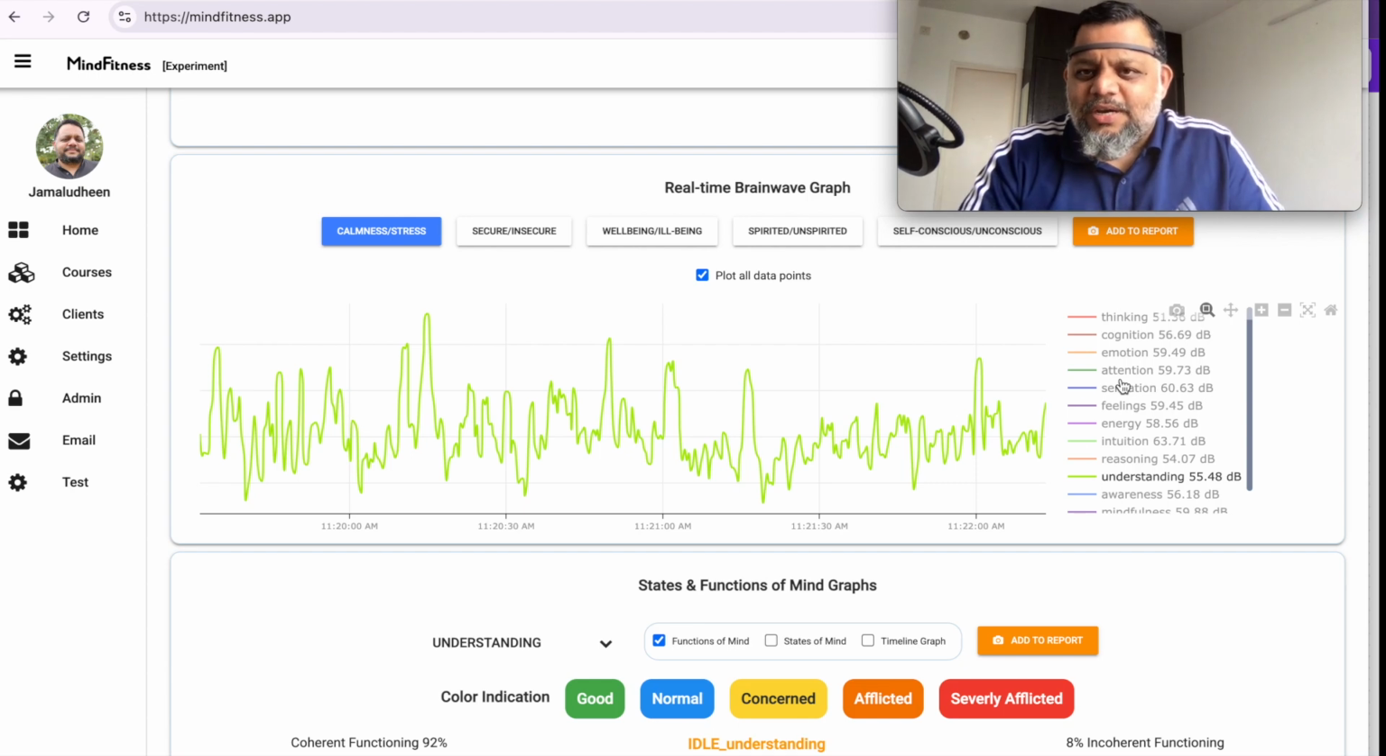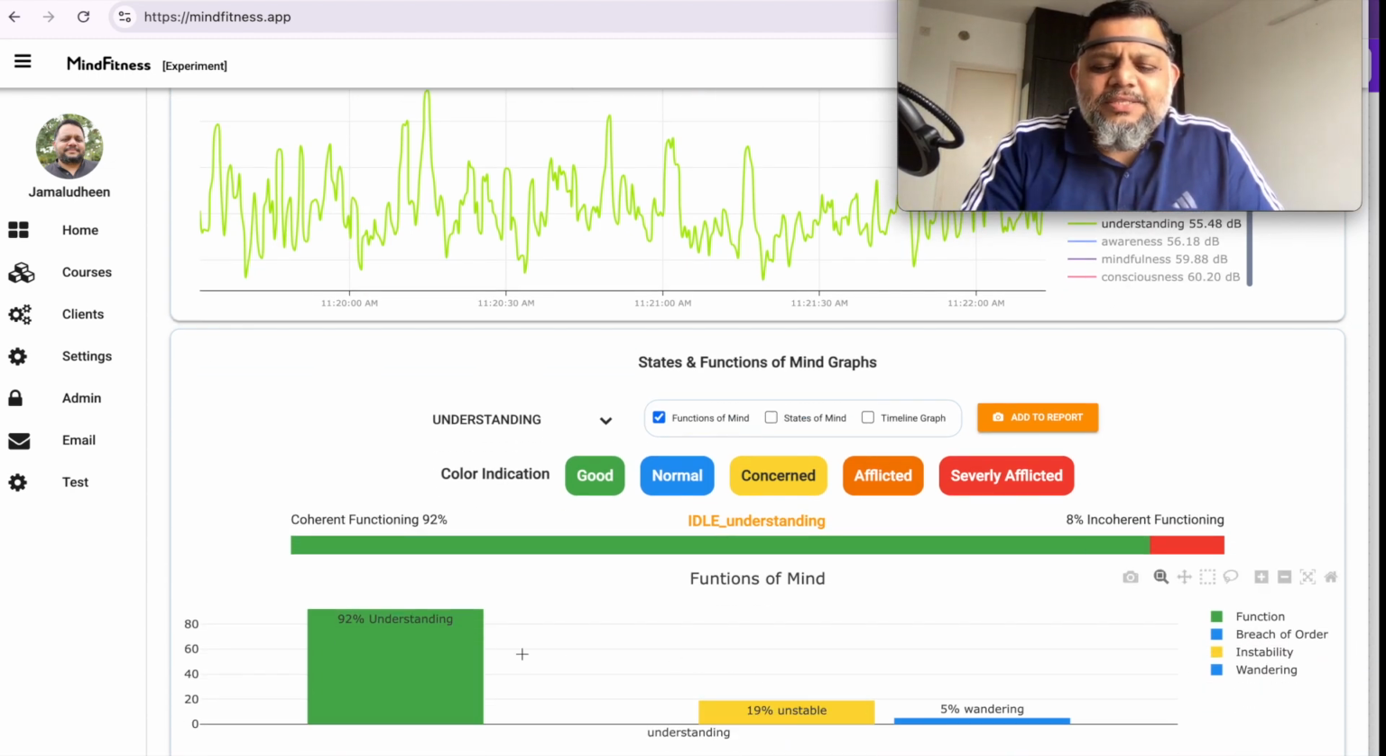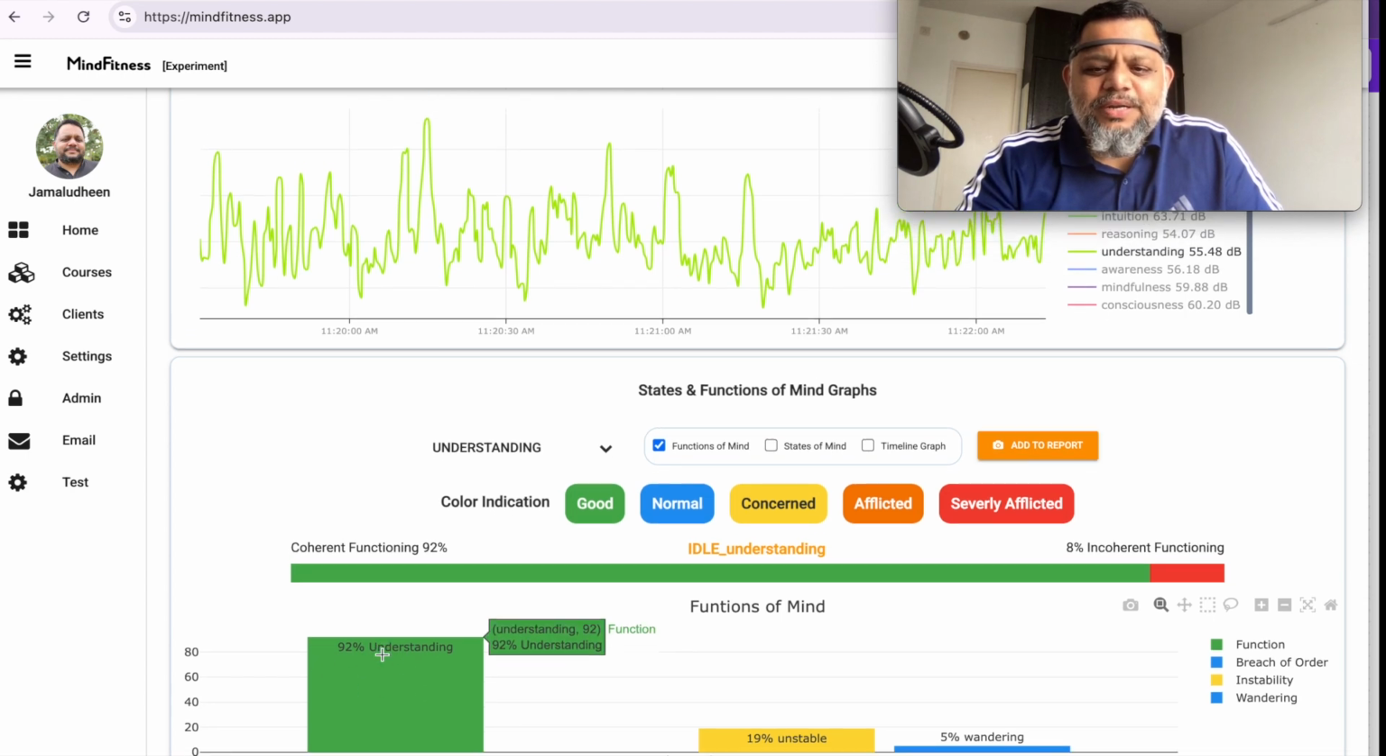We are trying to understand what the process of understanding is in the mind, and how it is affected by other things. So today my mind is very calm, and because of that I was able to do 92% understanding. So how did we derive this?